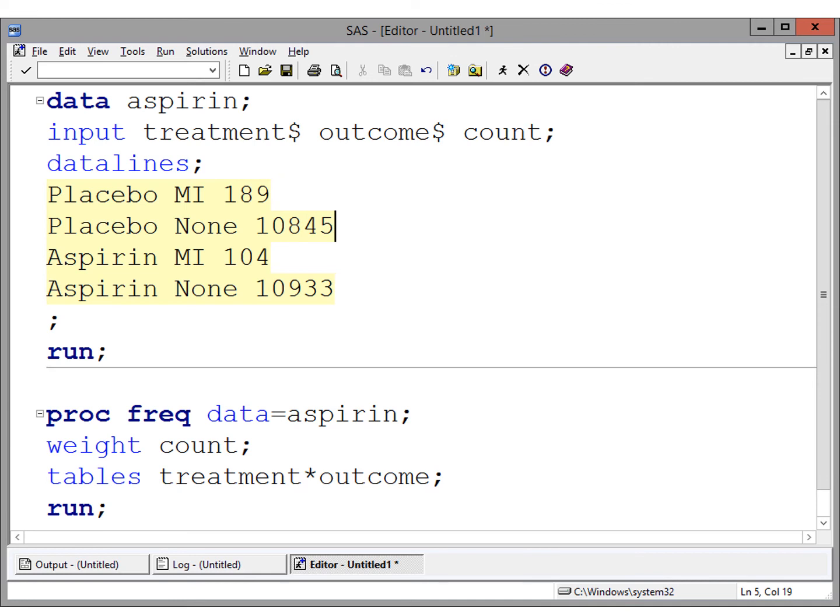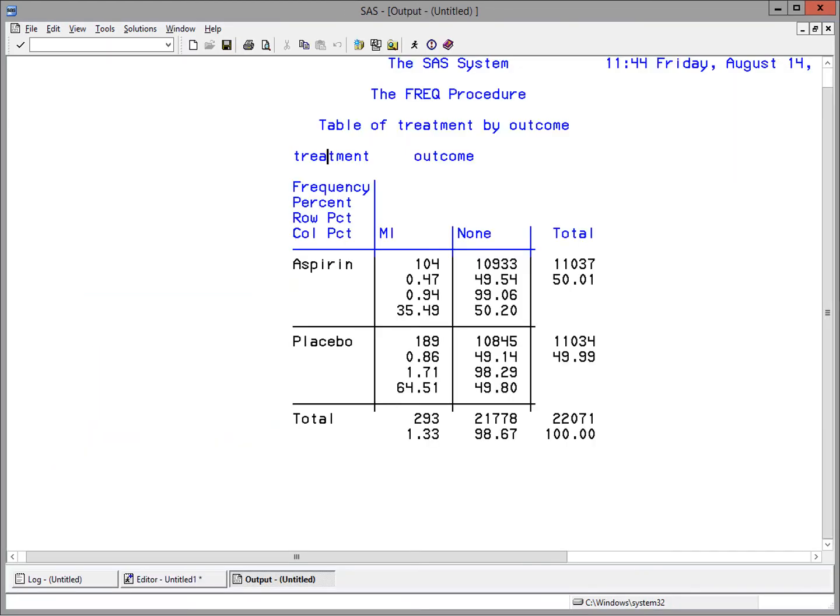And so if we want to use some auxiliary variable, in this case count, to tell us how many observations are in each group, we use the WEIGHT statement. So if we do WEIGHT count, that's basically telling SAS that if you want to know the number of physicians in each group, look at the count variable. And so this is what we get. So a lot of information there. The default table is a bit cluttered.